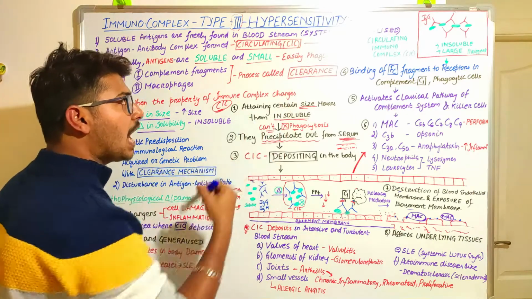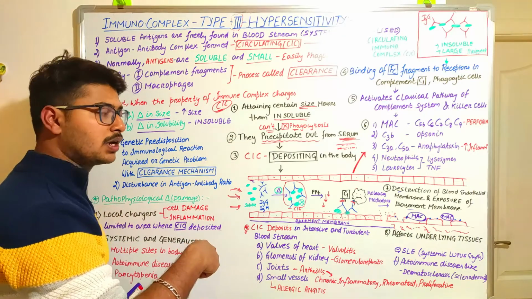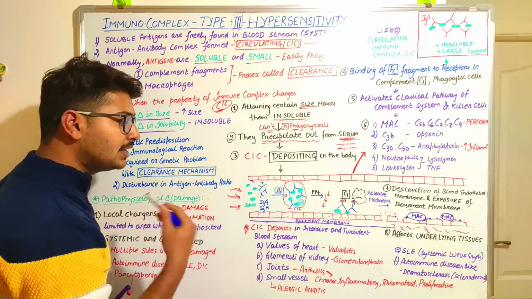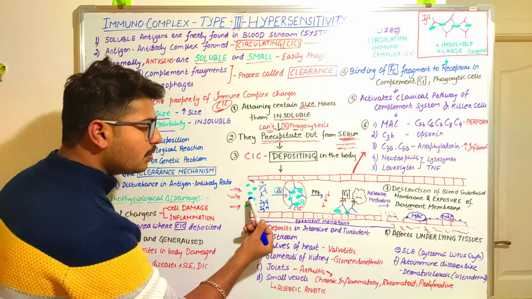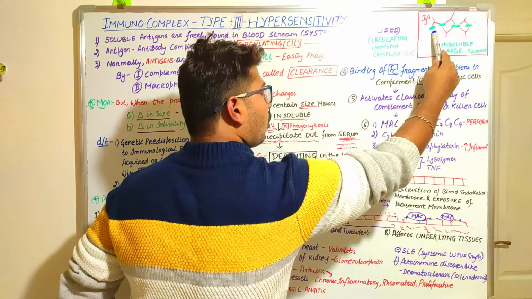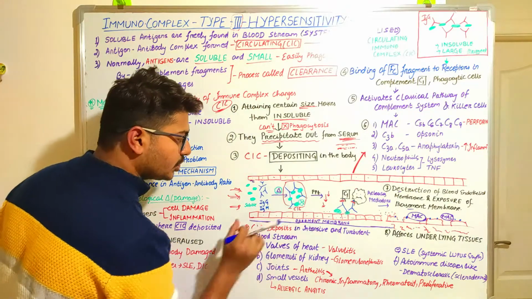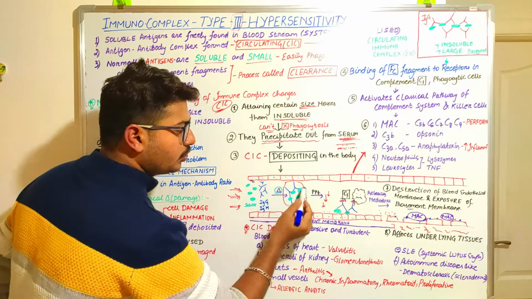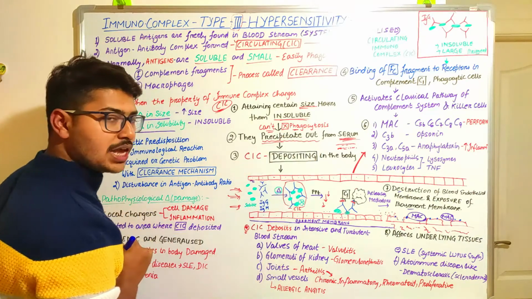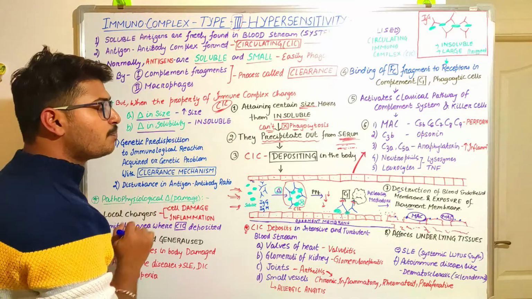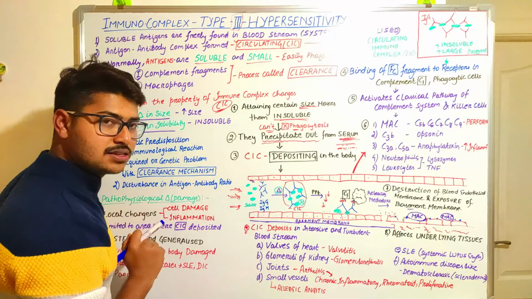But in case of a hypersensitivity condition, this antibody will be produced in larger numbers, due to which the ratio will be disturbed. And due to that ratio disturbance, what will happen? More antigen antibody complexes will form, and they will be insoluble, forming a large structure. Due to the formation of this large structure, it cannot be normally phagocytized by the phagocytic cells. They will need some extra mechanisms for its clearance.